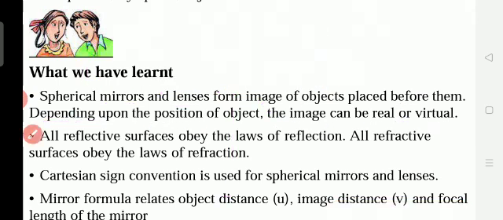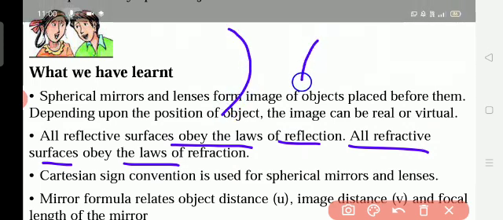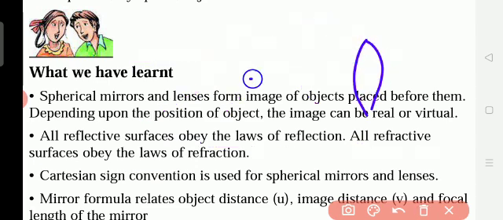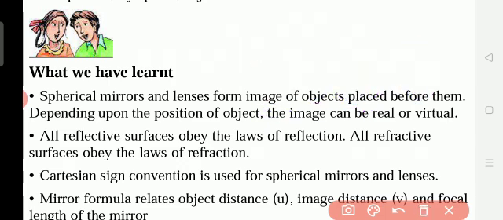Like that it forms. All reflective surfaces obey the laws of reflection. All refractive surfaces obey the laws of refraction. Reflection means, for example, in a concave mirror and convex mirror, the rays go just like this. They are not moving from here to here, but in a convex lens or concave lens, they bend and go. This is refraction, meaning bending of light.